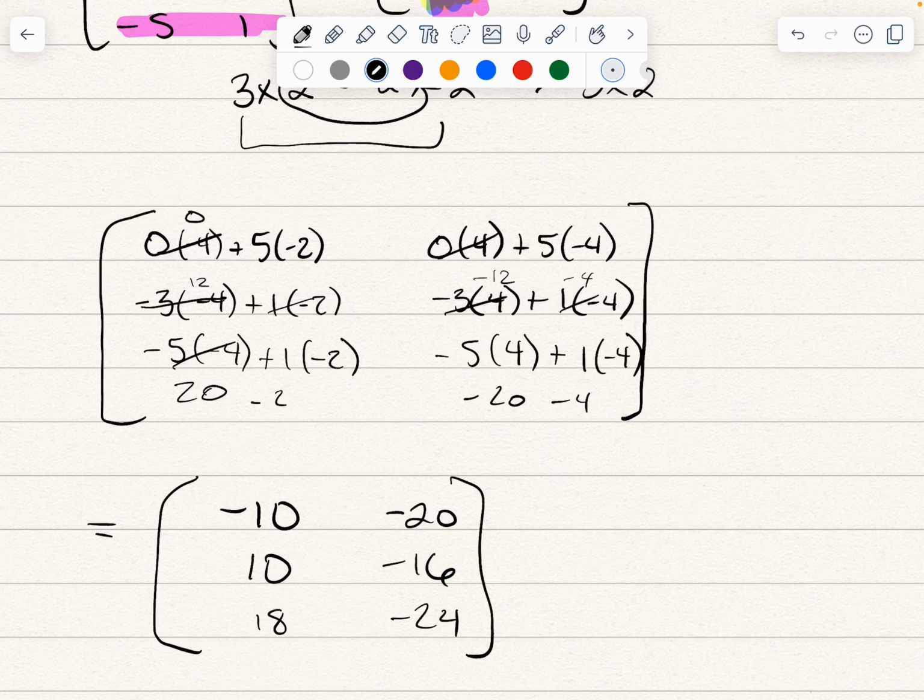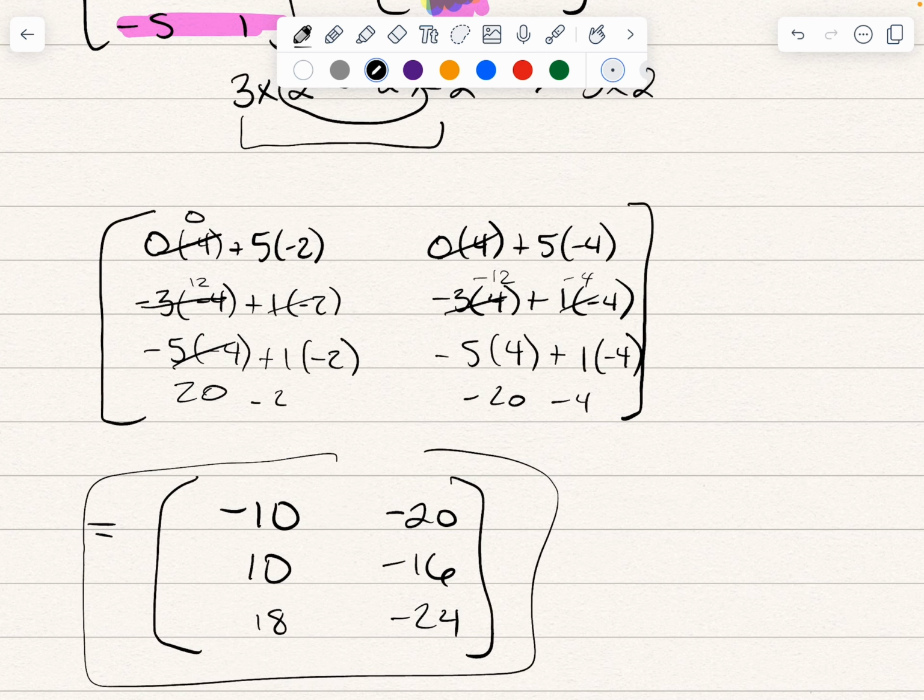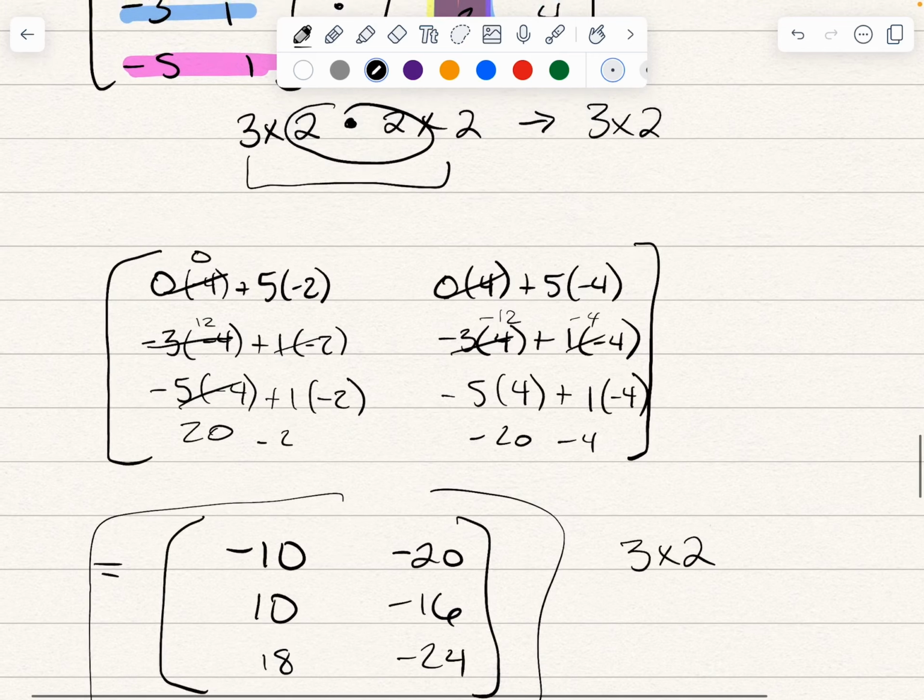So there we have all of our multiplication row by column. Our resulting matrix is a 3-row by 2-column, which is what we said up here.